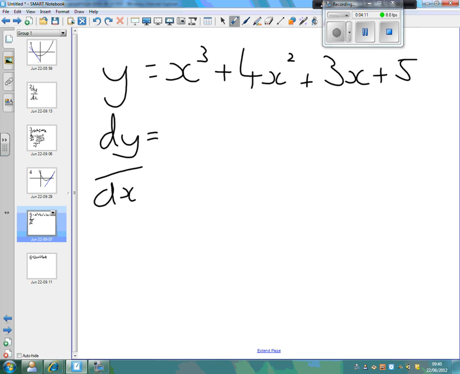So now we start with the x cubed. We take the number that's the power and times it by the number at the front. 3 times 1 is 3. Take away 1 from the 3 that it's to the power of, which gives us x to the power of 2. So 3x squared.